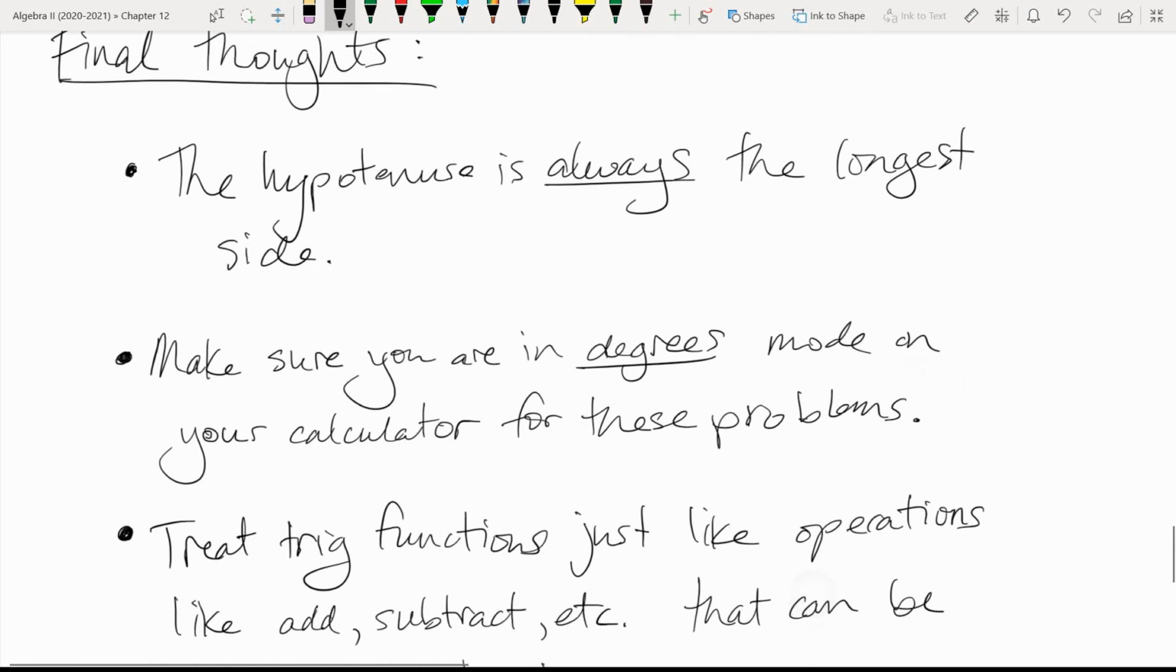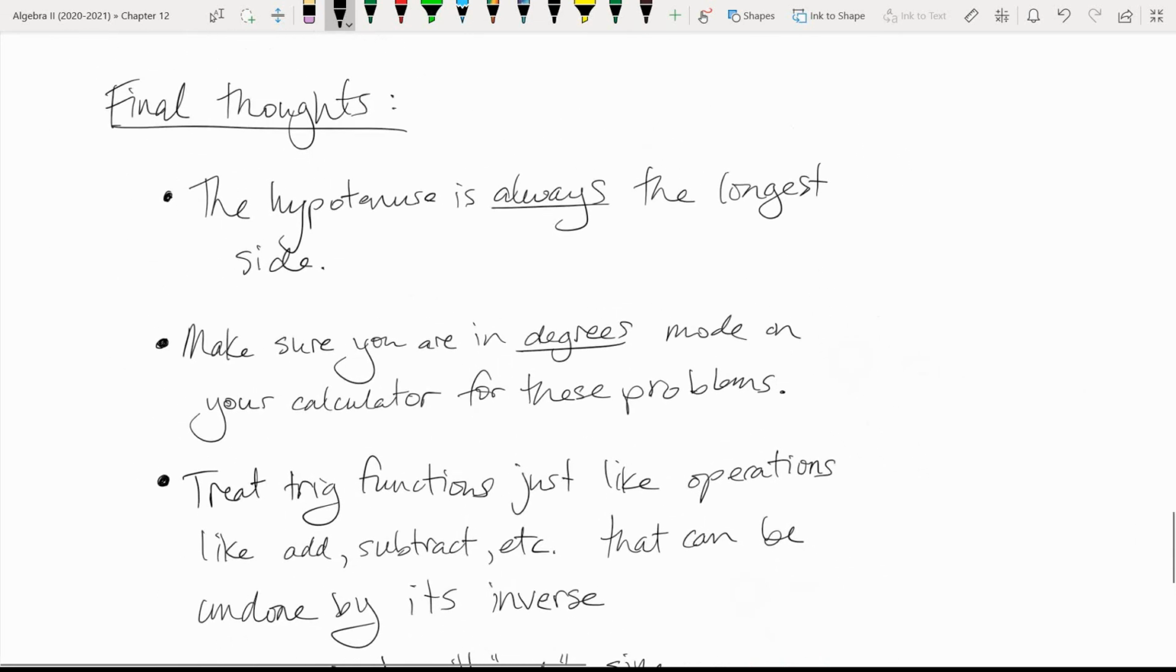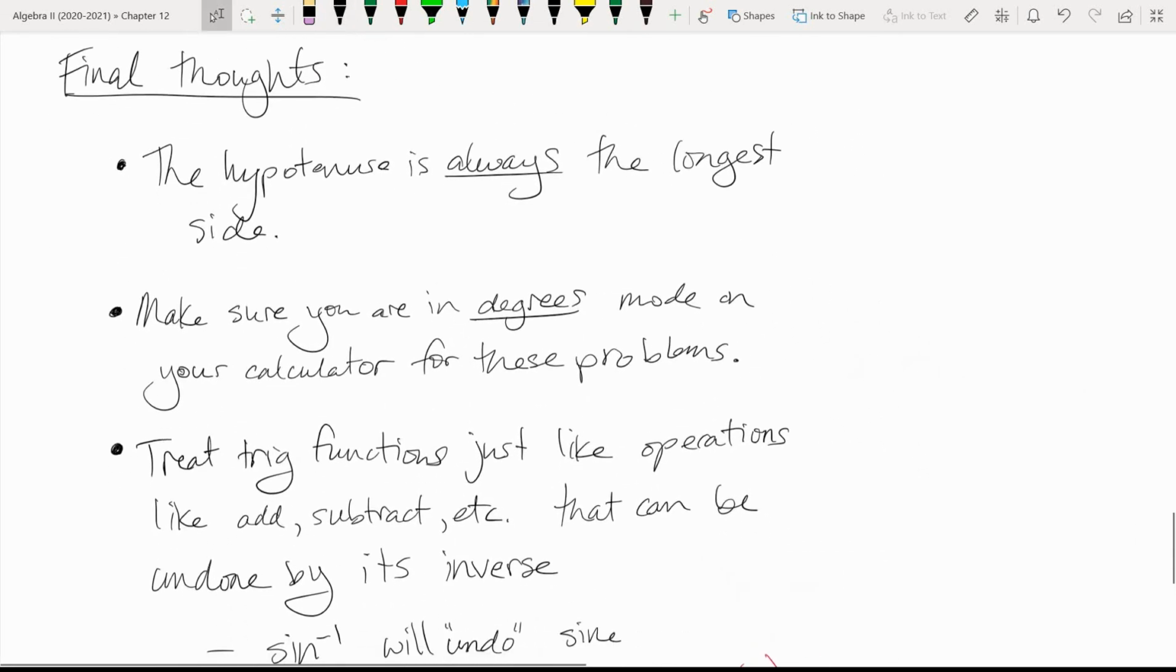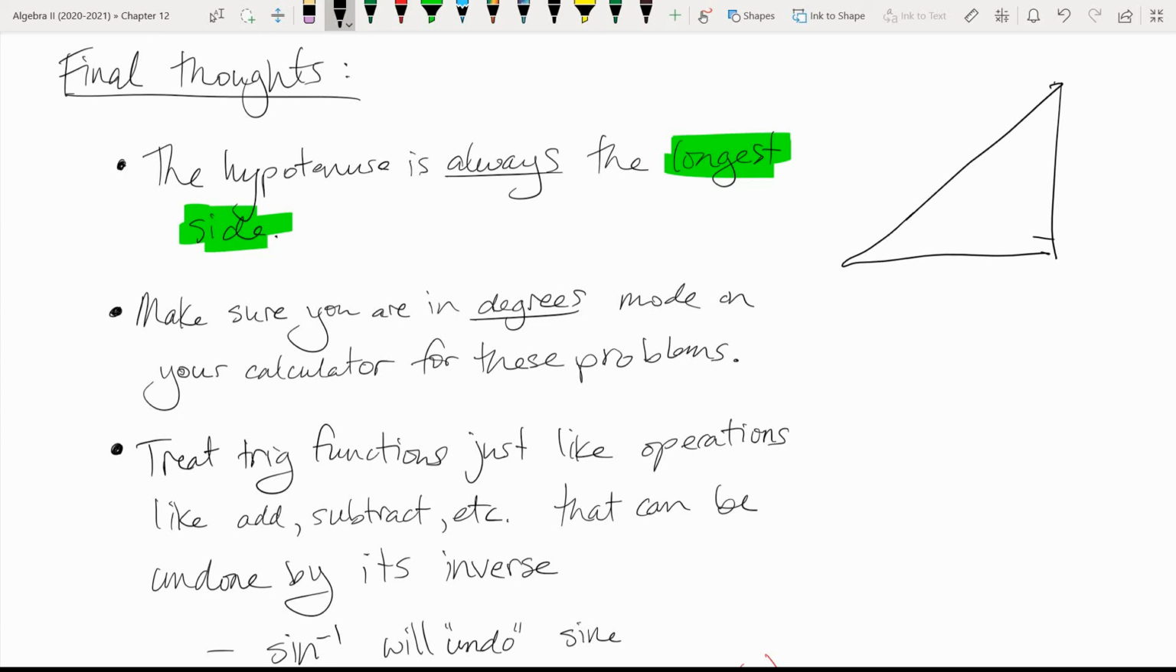So to summarize a couple things here, some final thoughts. The hypotenuse is always going to be our longest side, okay? If I draw a little right triangle over here really quick, it's always going to be this long side here, always opposite the right angle there. Always make sure you're in degrees mode when you're on your calculator for these problems. We'll talk about a different one later. Radian is a different unit of measure for angles, but for now we want to make sure we're in degrees mode.